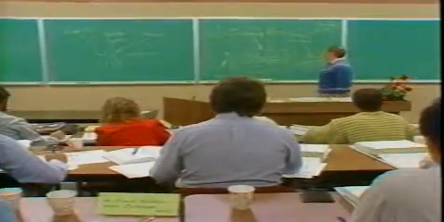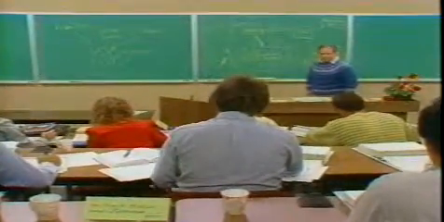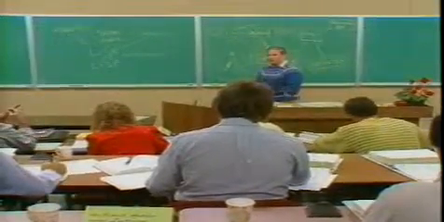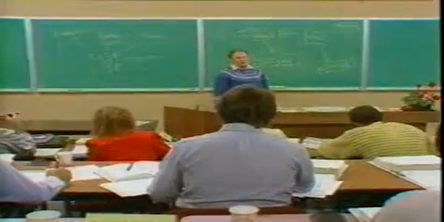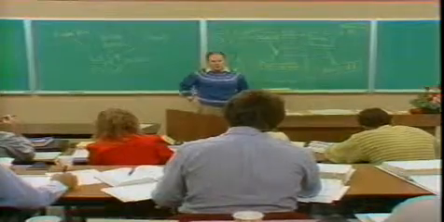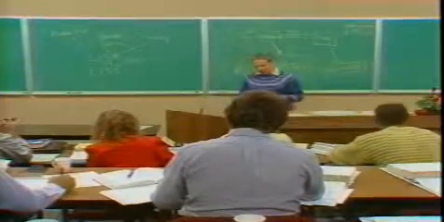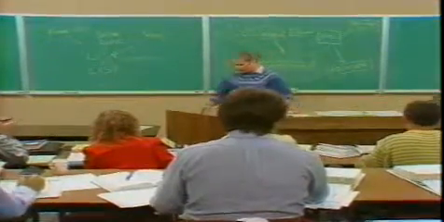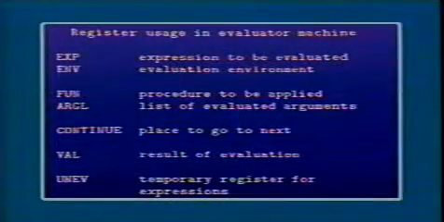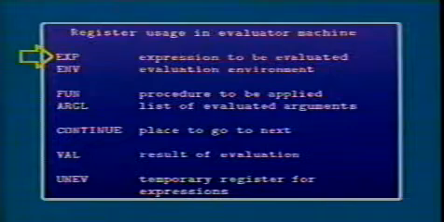Well, let's start talking about the evaluator. The one that we're going to show you, of course, there's nothing special about it. It's just a particular register machine that runs Lisp, and it has 7 registers. And here are the 7 registers. There's a register called exp, and its job is to hold the expression to be evaluated. And by that I mean it's going to hold a pointer to some place in list structure memory that holds the expression to be evaluated.